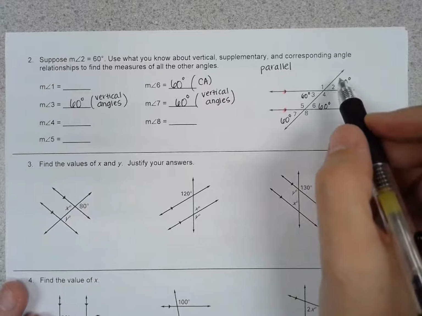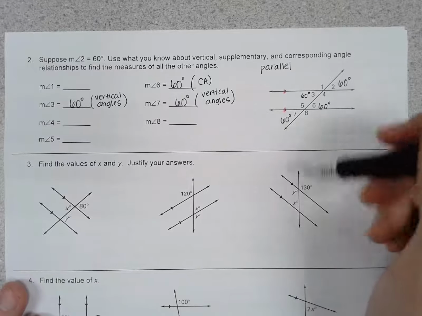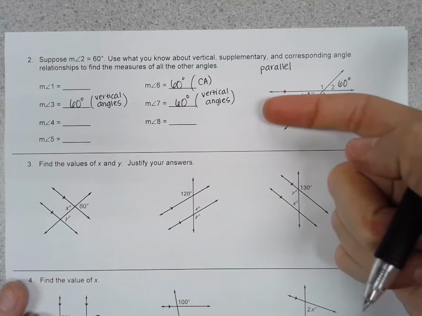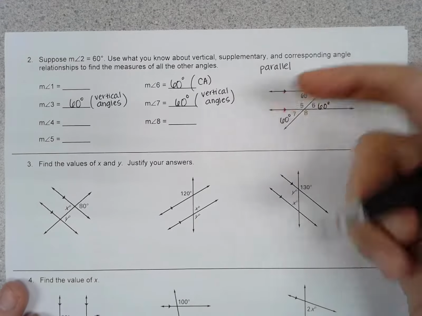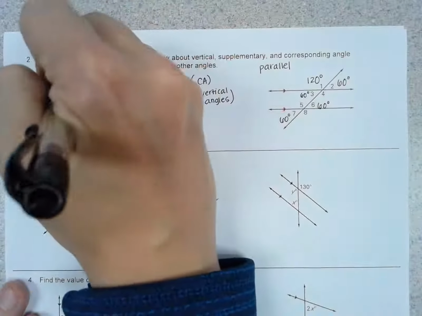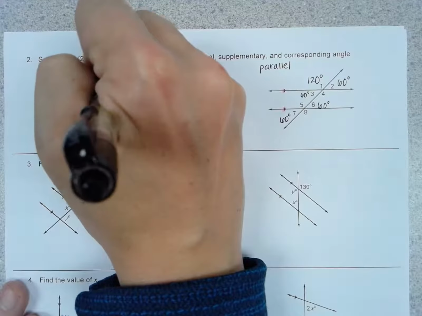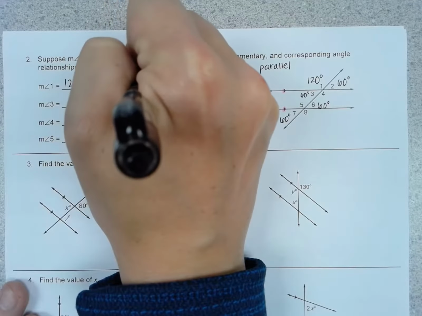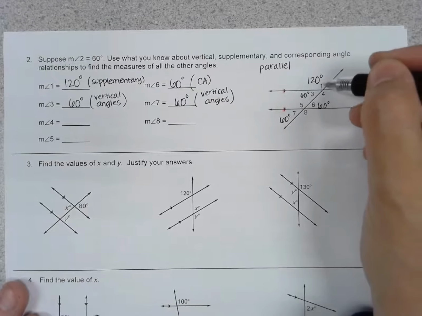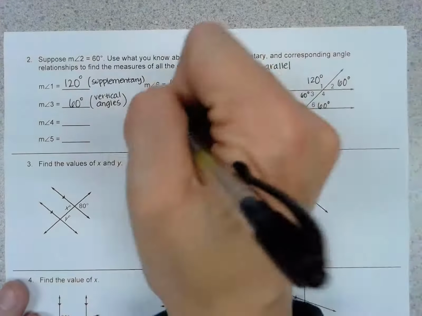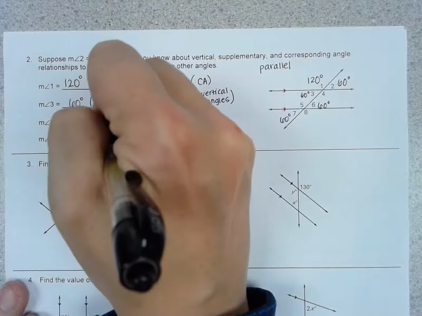And so there's a couple of different ways that I can figure out how big the other ones are. I think most people will use linear pair. So if angle 2 and angle 1 make a straight line, you know that they have to equal 180 degrees. And so if angle 2 is already 60, then you know that there's 120 left over for angle 1. So 120 degrees for angle 1, and that's because those are supplementary angles because they form a linear pair. And then I know that angle 1 and angle 4 are the same because those are vertical angles. So I know that angle 4 is also 120 degrees.